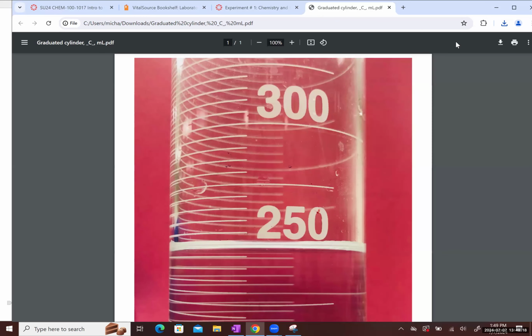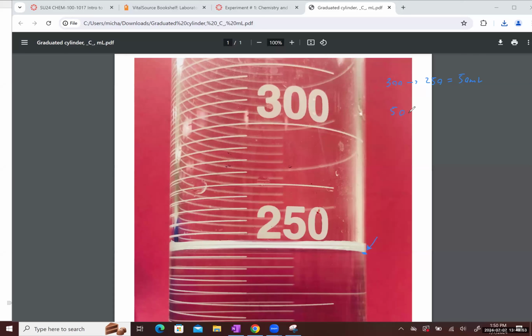Okay, so again, new graduated device. So we have to check. The liquid layer is right here, and the bottom of the meniscus is somewhere around here. I need to see this top region because I need to figure out the value of a tick mark. In between 300 and 250, that is 50 mils of volume.